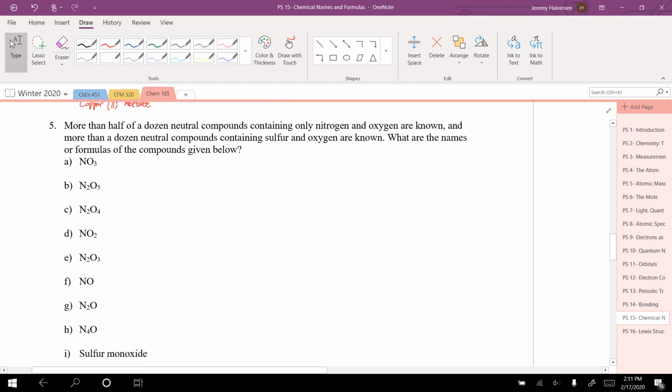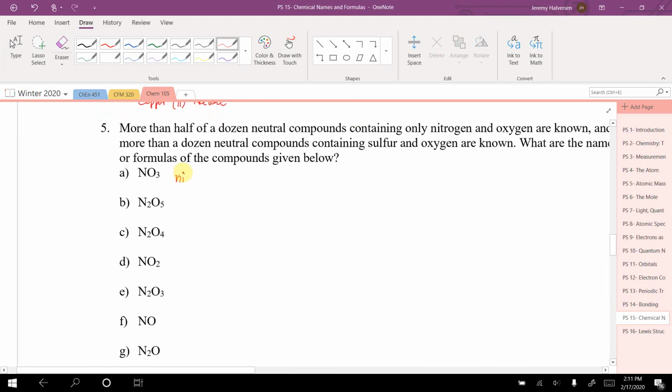And so with these, we just need to put prefixes on every atom, unless it is the first atom and there's one of them. So in this case, this is just nitrogen trioxide. I don't need to put mono because it's assumed that the first one is 1. Dinitrogen pentoxide. Dinitrogen tetroxide.